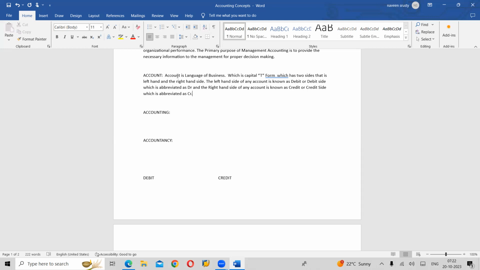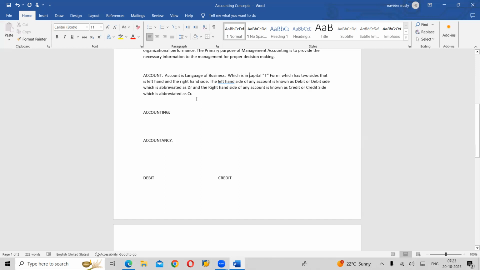Understood now? What is an account? Account is a language of business which is in capital T form, capital T shape. Any account will have a T form, right? And it has two sides, the left-hand side and the right-hand side. The left-hand side of any account is known as the debit side, and the right-hand side of any account is known as the credit side.